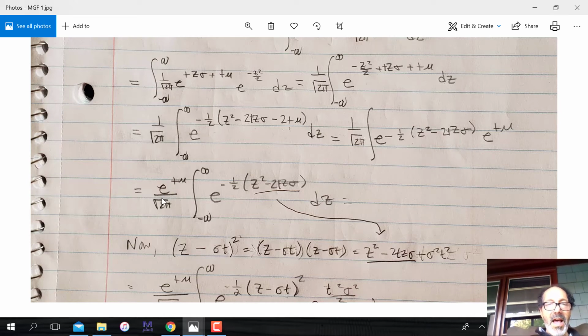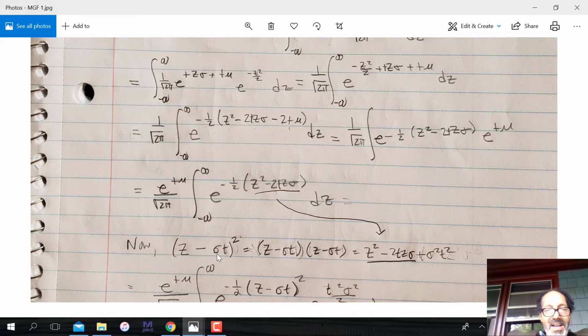So what we end up having is e to the t mu divided by the square root of 2 pi times this integral. And we're taking this term out here, right? Now let's work on this a little bit. So we're finding kind of its factors, right? It's more than just that because there's a third term here when we factor this, but we're smart enough to realize that if we do z minus sigma t, and we factor this, we get z minus sigma t times z minus sigma t, right? And when we expand this, we'll get z squared minus 2tz sigma plus sigma squared t squared, right?